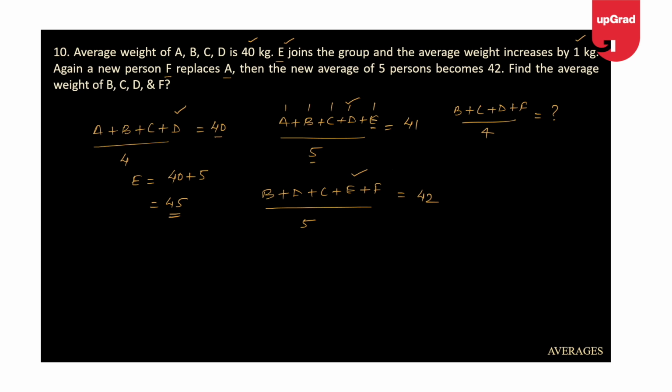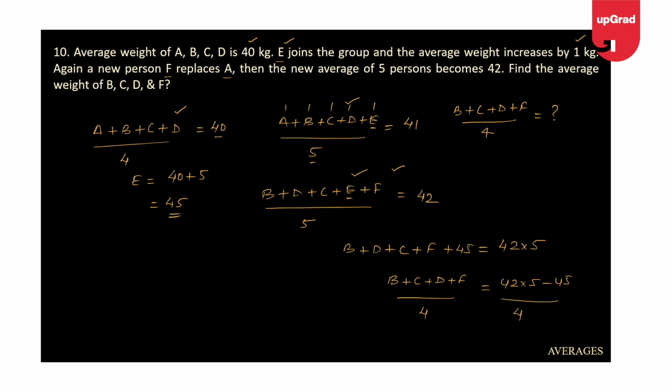Now, if I come back to this equation straight away, I can say that I know the value of E from this place. So if I put the value as B plus D plus C plus F plus 45 is equal to 42 multiplied by 5. What do I get? I get B plus C plus D plus F divided by 4 should be equal to 42 multiplied by 5 minus 45, and this should also be divided by 4.